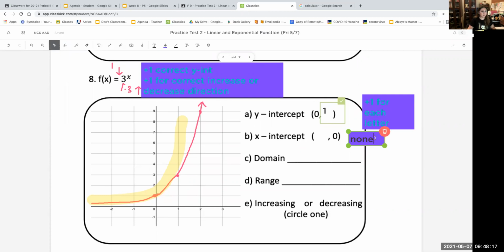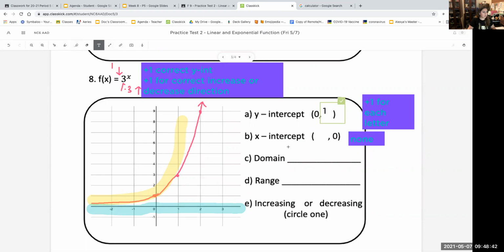Why is it none? Because it's not going to touch our x-axis. Because if I see here, again, I'm going to highlight. I'm going to use a different color. If I highlight the x-axis, it never touches. It's going to be right above it, but it's not going to touch that x-axis.